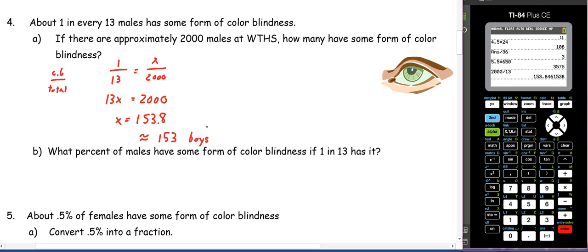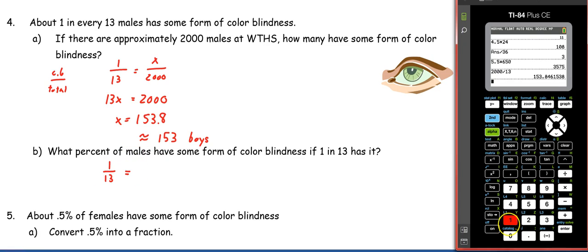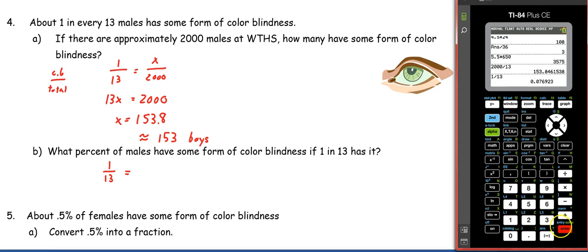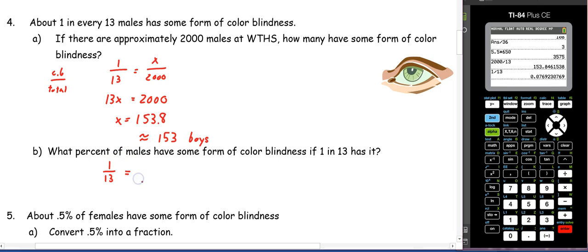What percent of males have some form of color blindness if 1 in 13 have it? So if 1 in 13 have it, if that's our fraction, 1 in 13, to get that to become a percent, we can divide 1 divided by 13, which gets us 0.077 when we round, because the 9 rounds a 6 up to a 7. So when I turn that into a percent, I need to move my decimal place 2 places to the right. So it'd be 7.7% of males are colorblind.